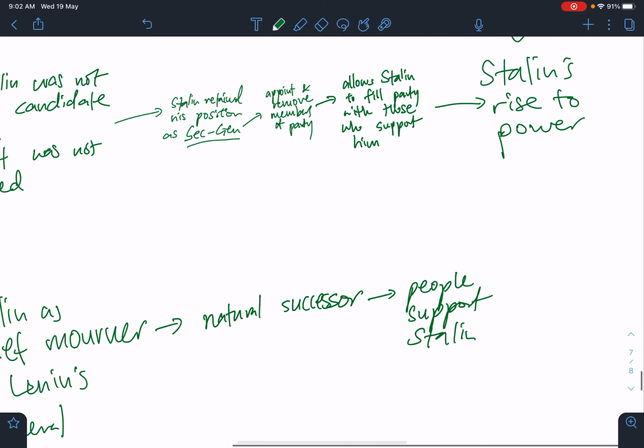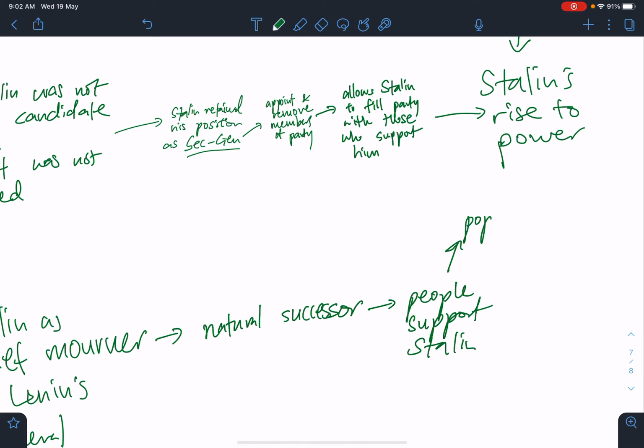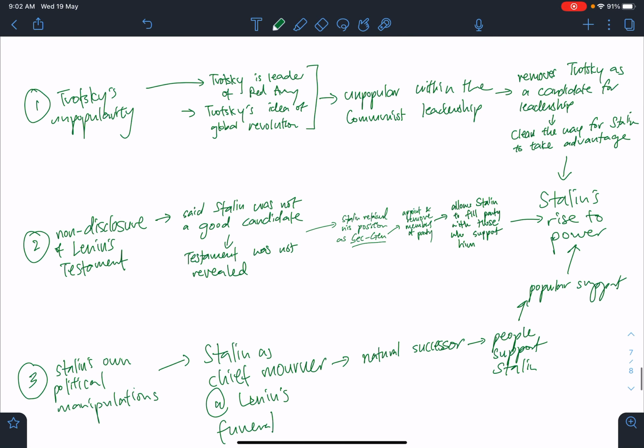When he has popular support, that is how he gets his rise to power. Okay, so this is what is going on. This is how you put your essay together. Again, let me emphasize that if you only stop here, if you are purely descriptive, you will only get L2, even if you wrote all three points. Please, please, please evaluate. The question is an evaluative essay.